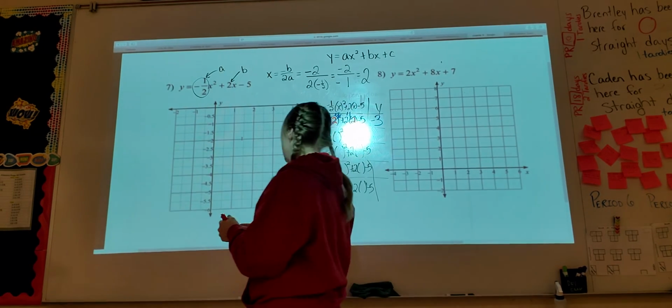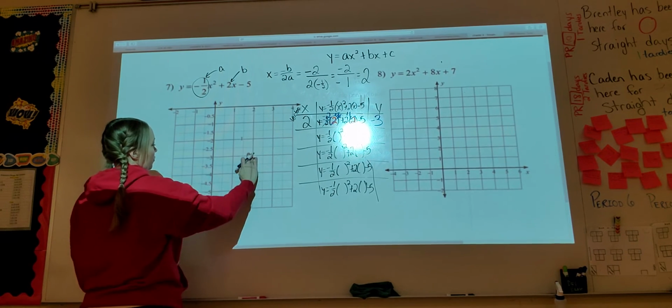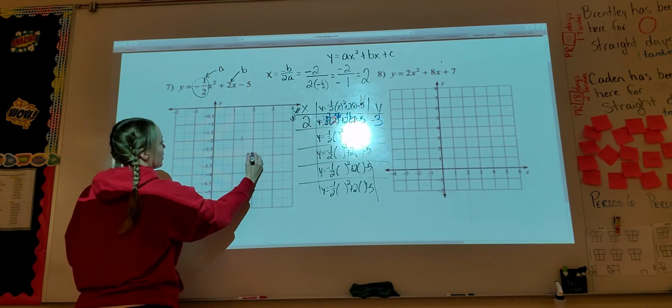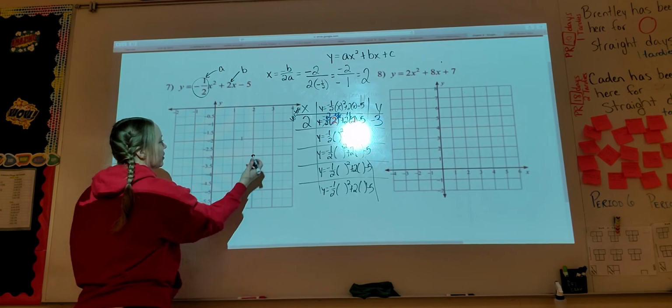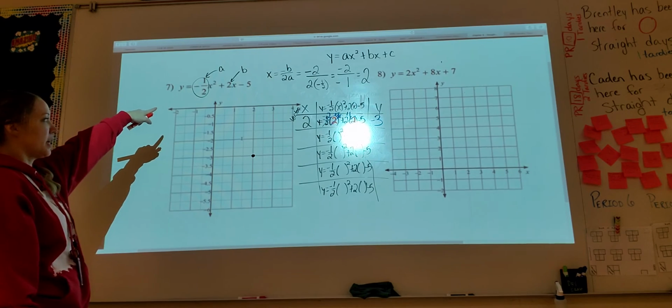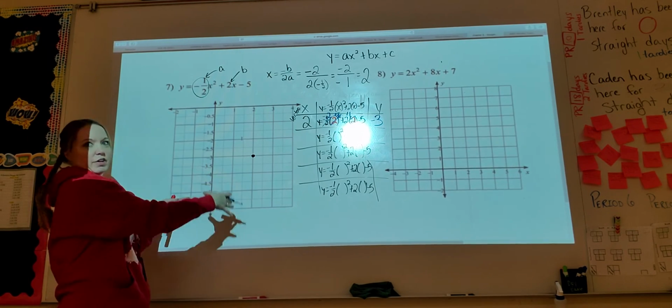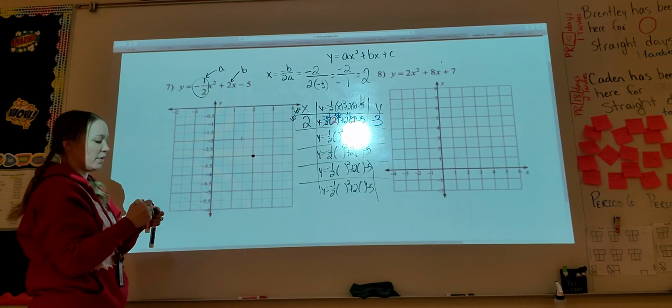So I'm going to plot this point on here. I've got 2, -3. So 2 and then -3. And then I'm going to think to myself, how is it going to open? My A was negative, so it's going to open down, and it's going to fit on this graph? Oh, I hope we did everything right.